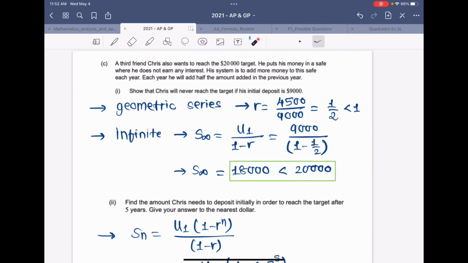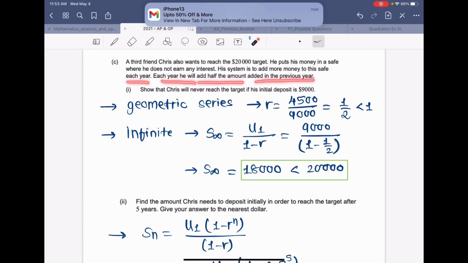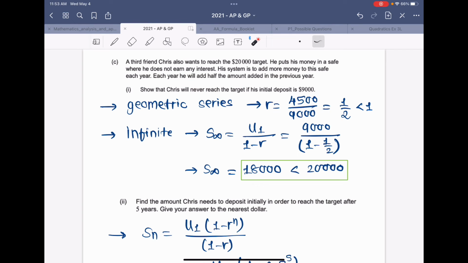Next one, a third friend, Chris, also wants to reach the target of 20,000. He puts his money in a safe where he does not earn any interest. His system is to add more money to this safe each year. Each year he will add half the amount added in the previous year. Show that Chris will never reach the target if his initial deposit is 9,000.